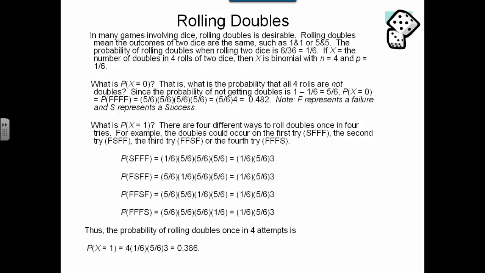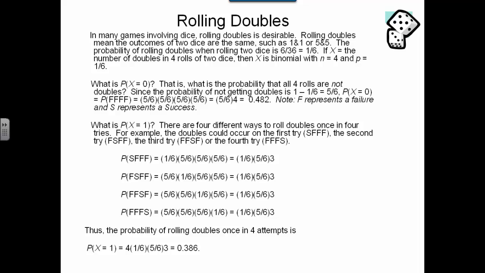Since the probability of not getting doubles is 1 minus 1/6, or 5/6, the probability x equals 0 is 5/6 times 5/6 times 5/6 times 5/6, or (5/6)^4, which is 0.482. Note, F represents a failure, S represents a success. So what is the probability x equals 1?